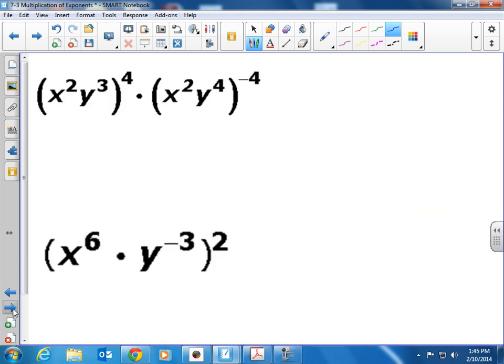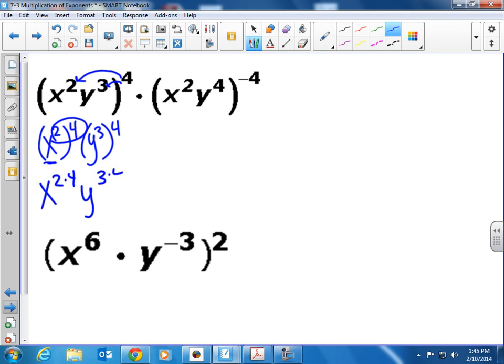Okay, we're just going to do one of these, all right? We're going to do the top one. X squared y to the 3rd to the 4th. So I have 4 of those. Instead of writing that out, I'm going to apply the 4 to the first term and the second. So I have x squared to the 4th power. I have y to the 3rd to the 4th power. Okay, let's see what we get there. I only have the base x written out one time. Then I have 2 exponents that follow. So that's going to be x to the 2 times 4, y to the 3 times 4. That's x to the 8th, y to the 12th.